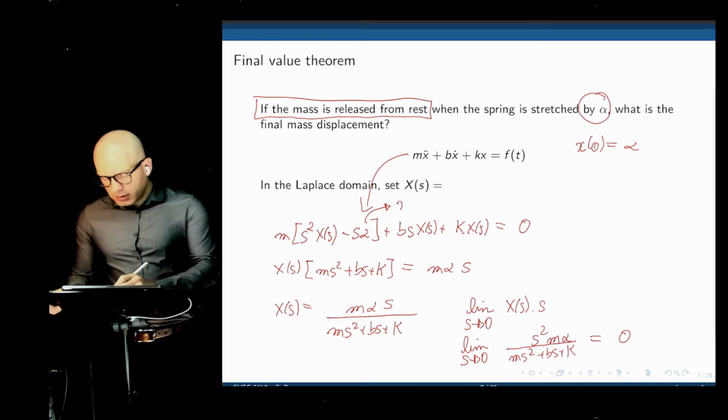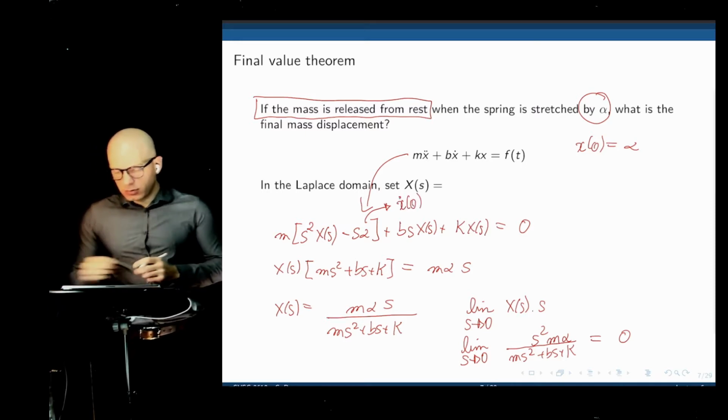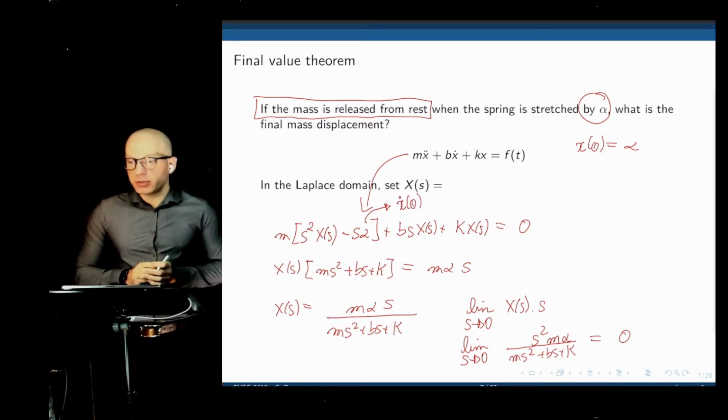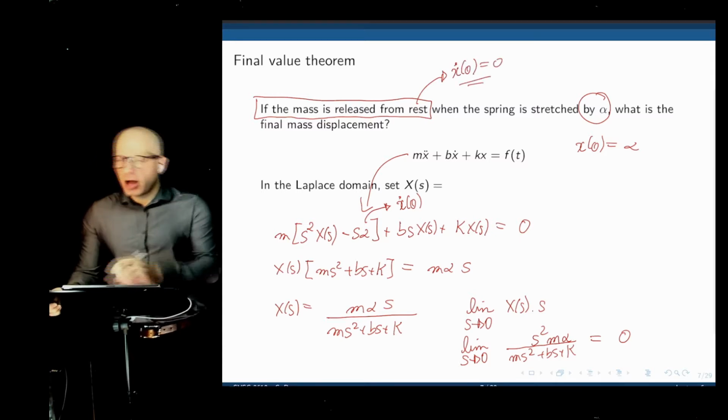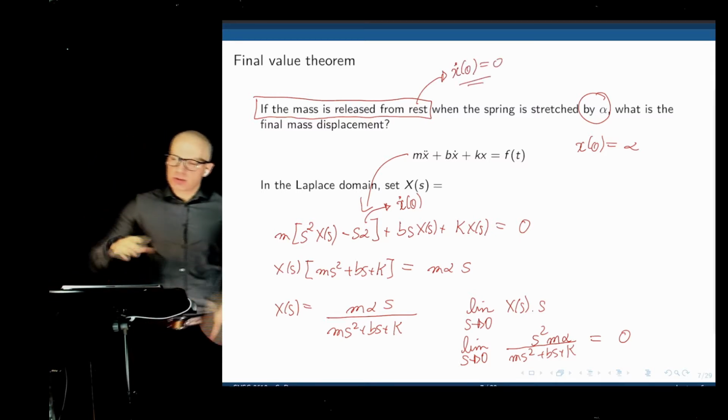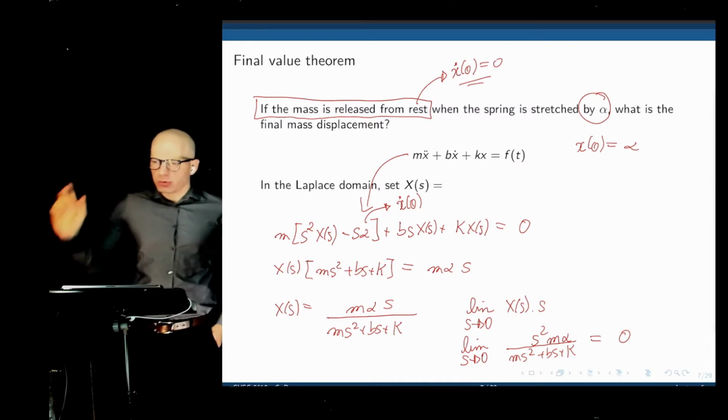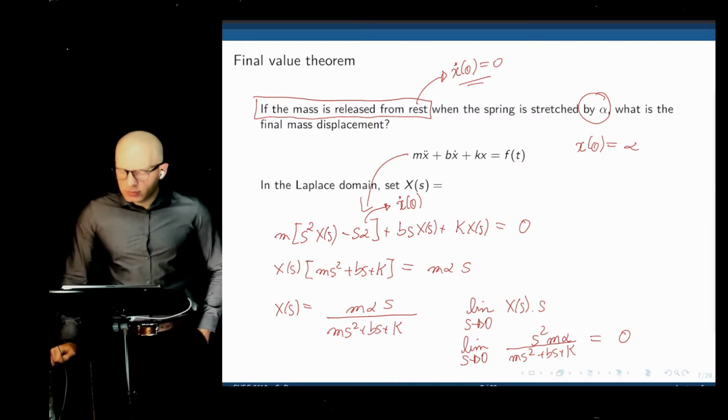You mean the x dot at 0 here? Yeah, it's also there, but it's 0, right? Because the mass is released from rest. So x dot of 0 equals 0. I went through this very fast because we covered a similar example in one past lecture. It's the same problem, we just didn't have b.